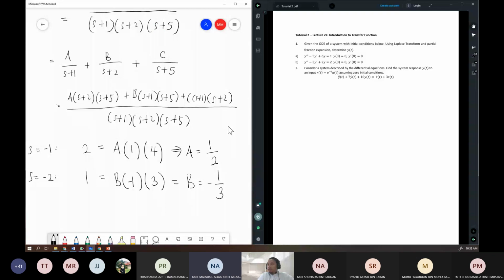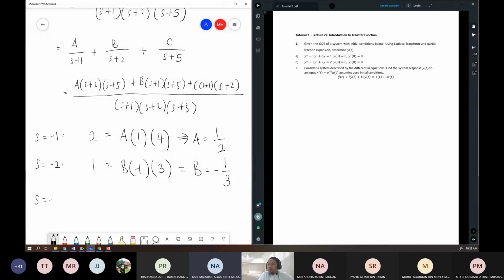And lastly, if s equals minus 5, we get C. So minus 5 plus 3 is minus 2, equals C times minus 5 here, so we get minus 4, minus 5 plus 2, so we get minus 3. So here we get C equals negative 1 over 6.